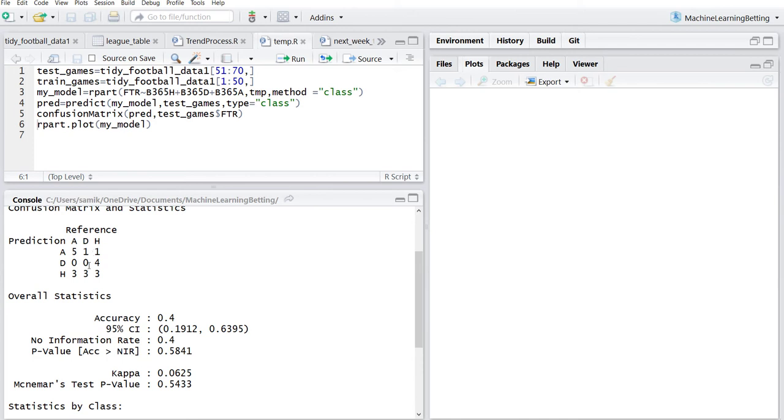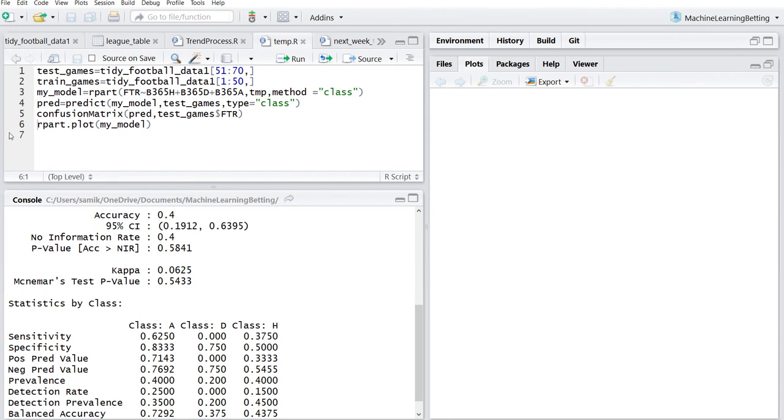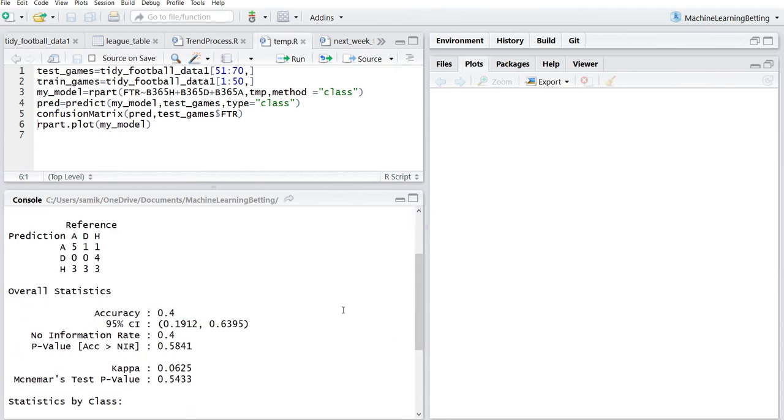Here we have four times where we predicted that it was going to be a draw, but the home team won. And there were three games where we predicted it was going to be a home win, and it was a home win. But there were six times where that wasn't the case. So where we predicted it was going to be a home win, but it ended up being a draw or an away win. So the accuracy is 40%.